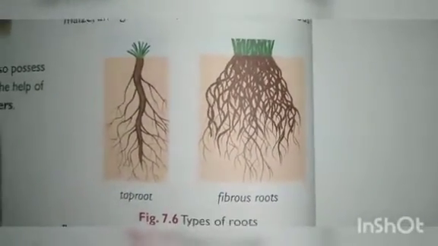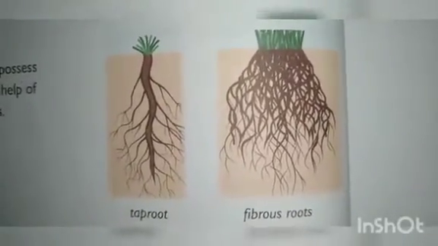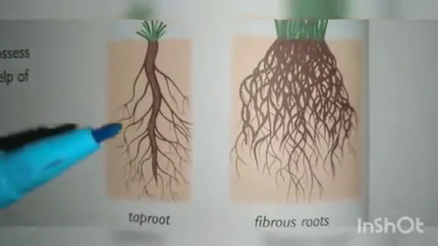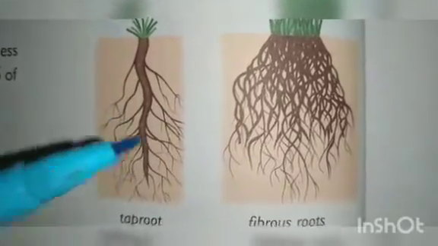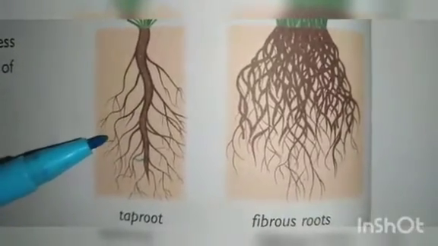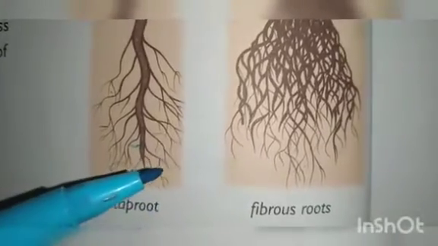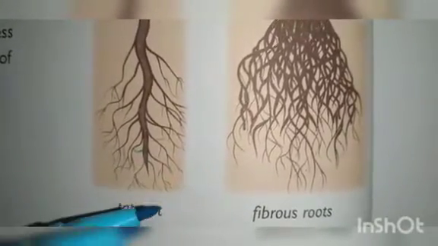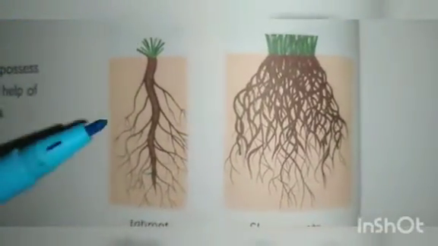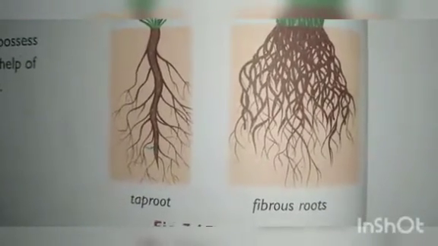What are the functions of these roots? Since roots are present inside the soil, they absorb water and minerals from the soil through the tiny hair-like structures present on them. You can see these small hair-like structures; they are called root hairs. They absorb the water and minerals and transport them through the stem to the leaves.